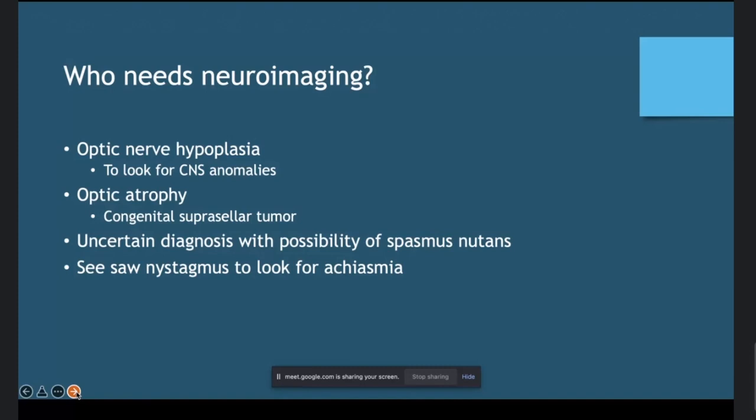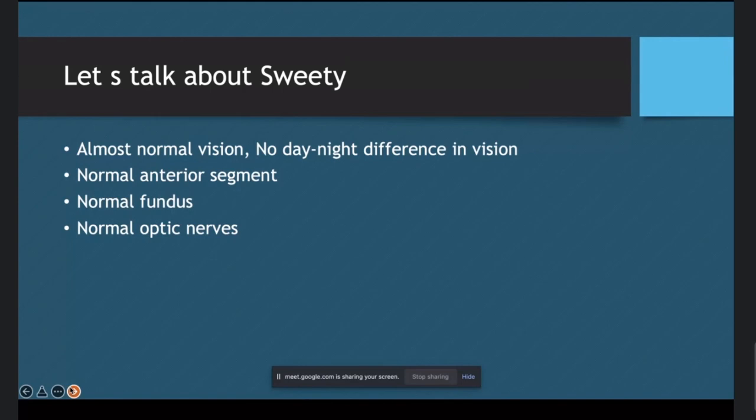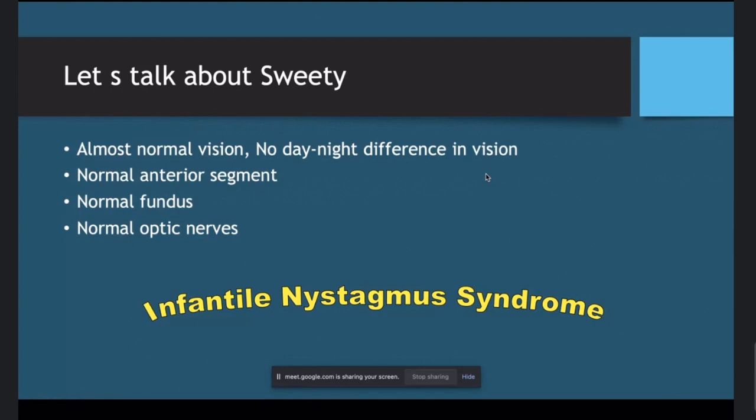So let's talk about Sweetie. Almost normal vision, no day-night difference in vision, normal anterior segment, normal fundus, normal optic nerve. So we call this infantile nystagmus syndrome. So people, the whole of nystagmus is made very easy because in today's world, there are only two terminologies, two types of nystagmus. One is the FMNS, fusion maldevelopment nystagmus syndrome, manifest latent nystagmus, which you already saw and know well. Other is the infantile nystagmus syndrome.